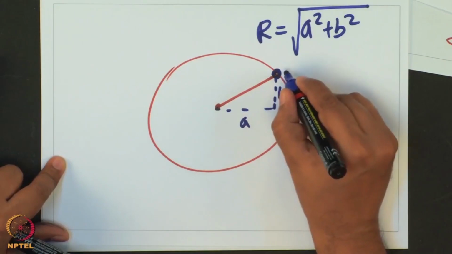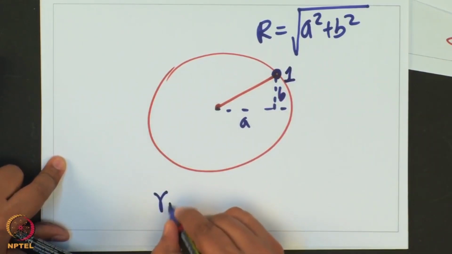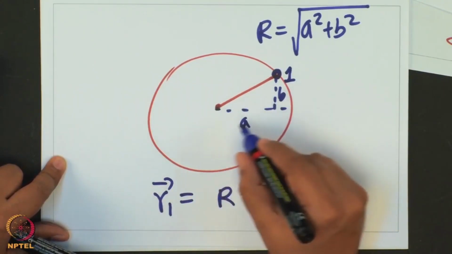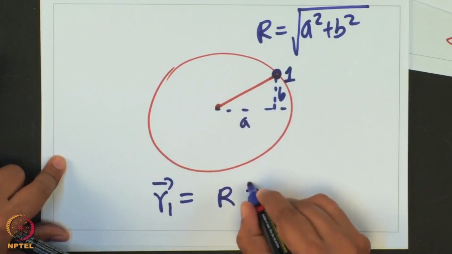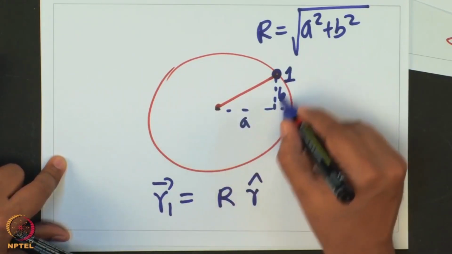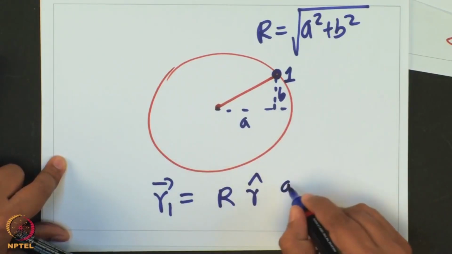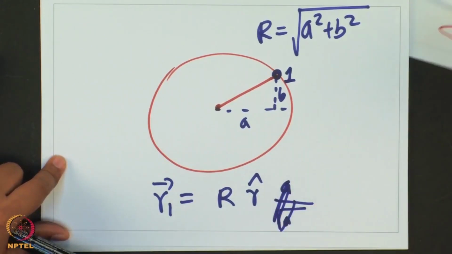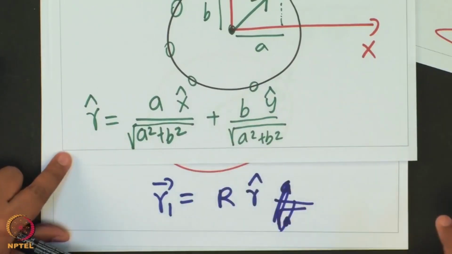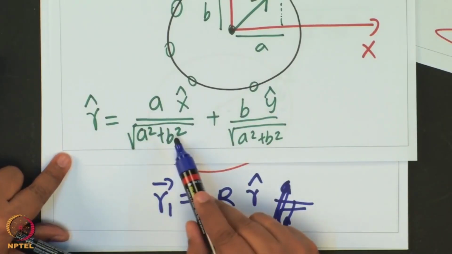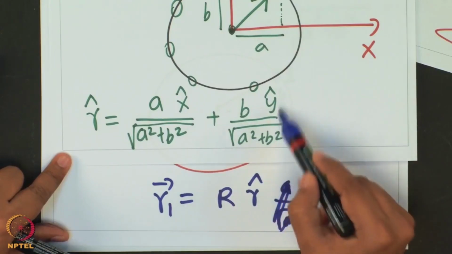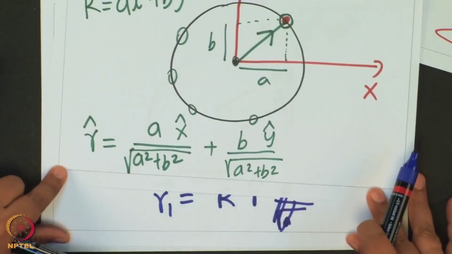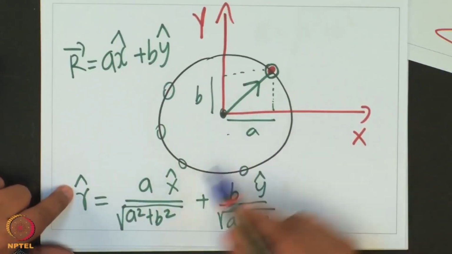So this particular point, let me call this 1, the r1 would be r distance away from the origin. And what is the direction of this? The direction is r cap direction, which is x plus y. What is r cap? r cap is r by the magnitude. So r cap is a by square root of a square plus b square x cap plus b by square root of a square plus b square y cap, where a and b are these distances from here to here.